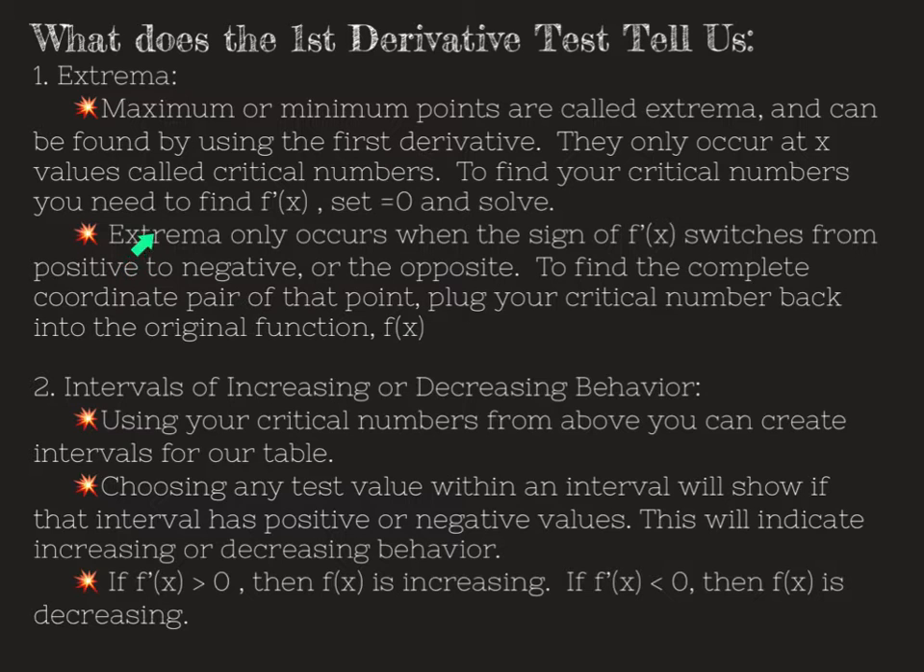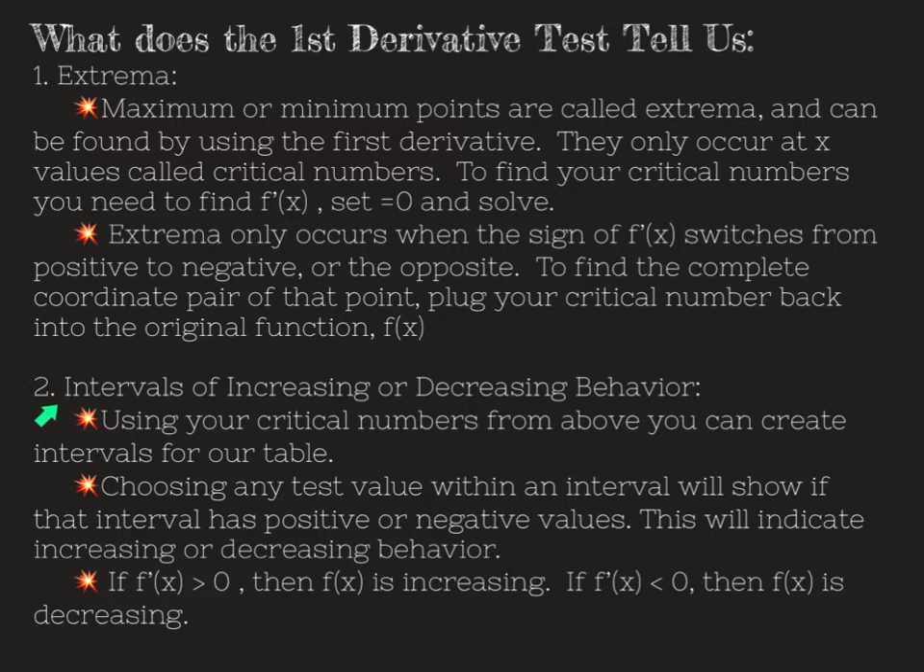Okay, so when we said that they only occur at critical numbers, they also only occur when the sign of f prime, of the derivative, is changing from positive to negative or negative to positive. And really what's going to be happening there is you're going to be able to see that your graph is going to be decreasing, and then it's going to get to a point where it's going to start increasing, and you'll have a minimum at that point, or the opposite with a maximum.